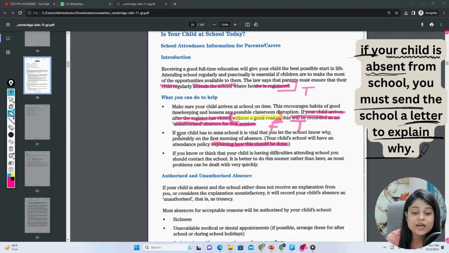So I will read over here. If your child has to miss school, it is vital that you let the school know why, preferably on the first morning of absence. कि अगर आपका child जो है उसको स्कूल मिस करना है तो इट इज़ वेरी इंपॉर्टेंट, यहाँ पर कीवर्ड यूज़ किया है वाइटल की, इंपॉर्टेंट की जगह वाइटल, दैट यू लेट द स्कूल नो वाई, दैट यू हैव टू टेल स्कूल कि ही इज़ गोइंग टू बी एब्सेंट, प्रेफरेबली ऑन द फर्स्ट मॉर्निंग ऑफ एब्सेंस, मॉर्निंग में ही बता देना है. Your child will have an attendance policy explaining how this should be done.